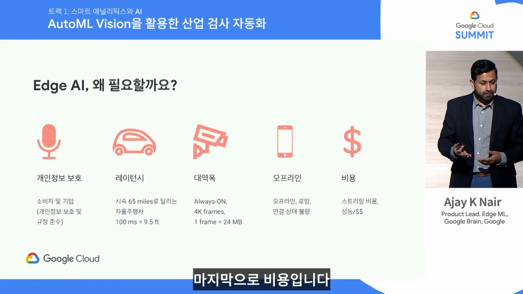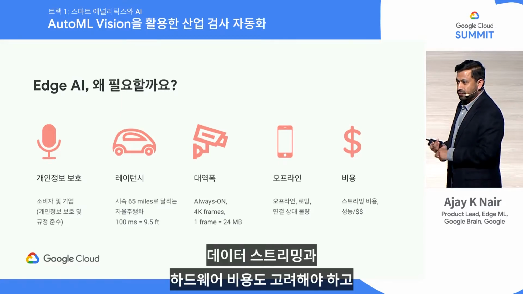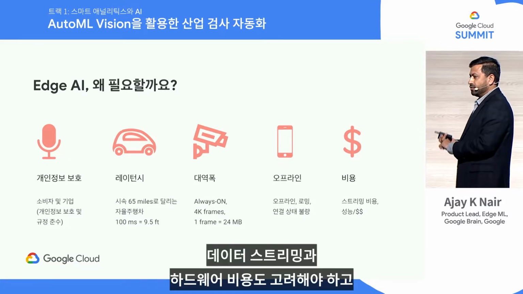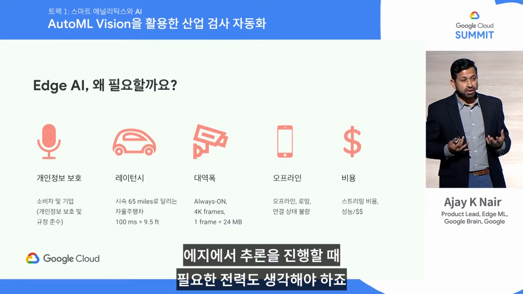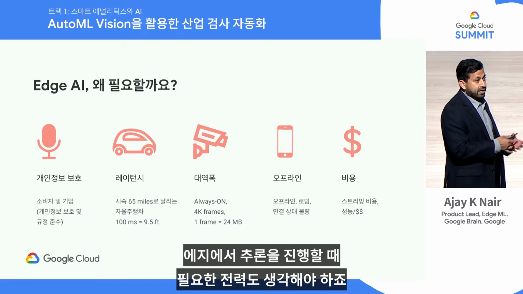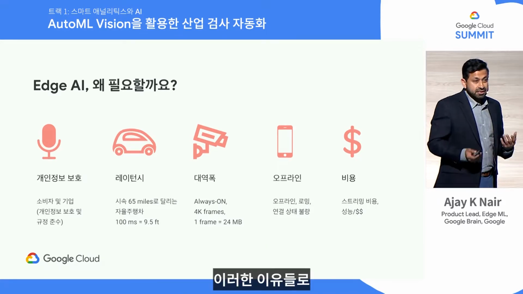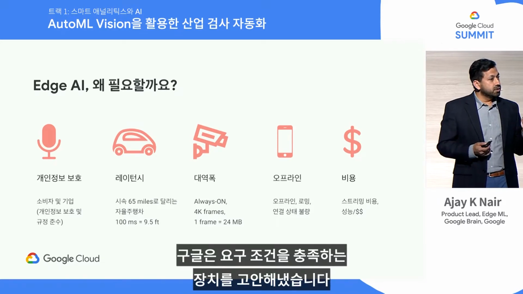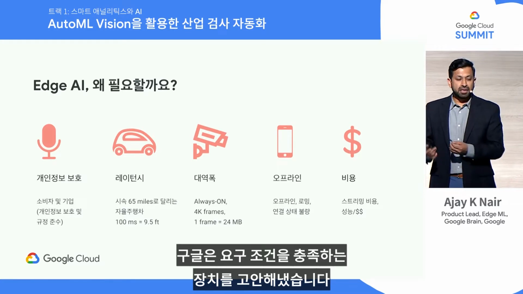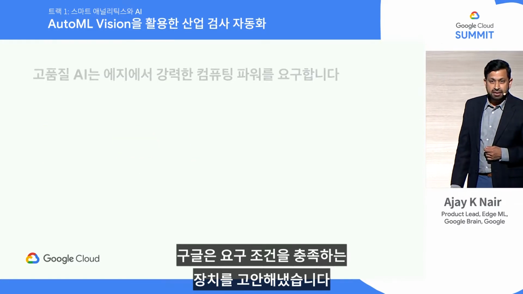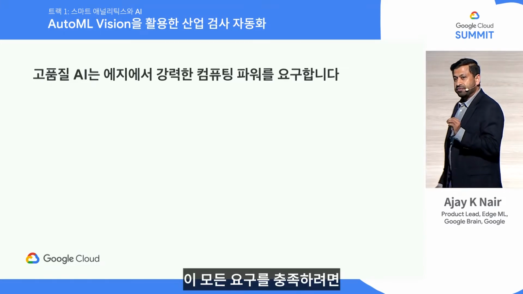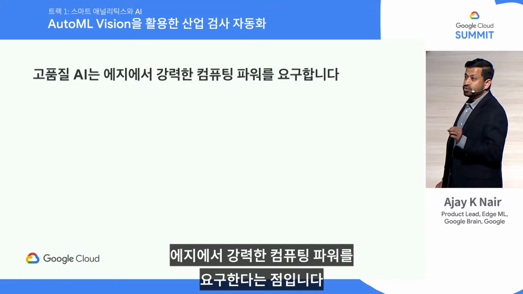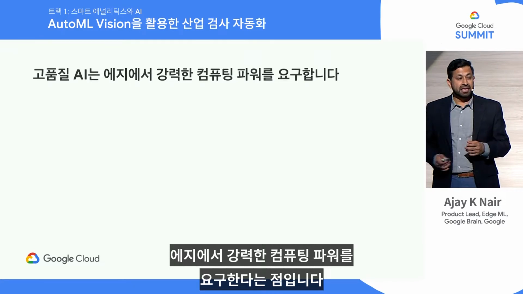And finally, cost. The cost of streaming data, the cost of the actual hardware, as well as the cost of how much power you need to run inferencing at the edge. So for these reasons, Google looked at what we can do to enable an inference device. And one of the key things to remember is that for all those needs, you do require a lot of compute at the edge as well.